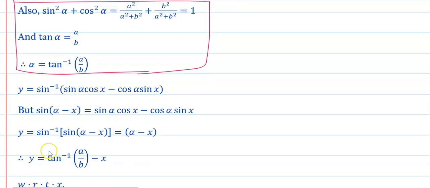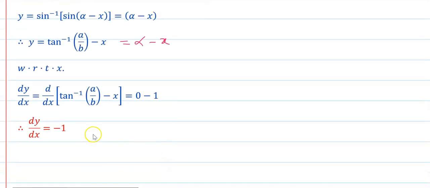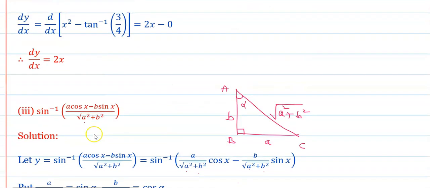Sin inverse of sin of (alpha minus x) is alpha minus x. The value of alpha is tan inverse of a upon b. So if you write it as alpha, it doesn't matter. Therefore, y is equal to alpha minus x. Derivative of alpha is 0, it's a constant. Derivative of x is 1. Therefore, it is minus 1. Okay. dy by dx is equal to minus 1. You can look at it again.